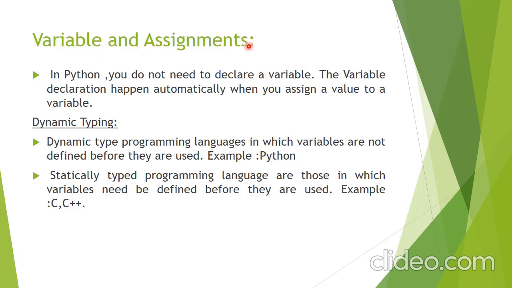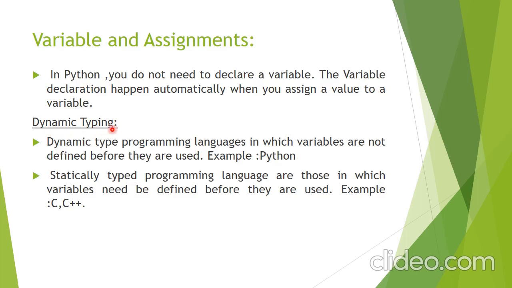Now next is variables and assignments. What are variables and how to assign values to variables, you have already discussed; I will just do the revision. In Python you do not need to declare the variables. That is the most important thing: we do not need to declare variables as in other programming languages. Whenever we assign a value, the system will automatically decide which type of value is assigned. The variable declaration happens automatically when you assign the value to the variable. So these are the biggest advantages, benefits or features of Python programming.